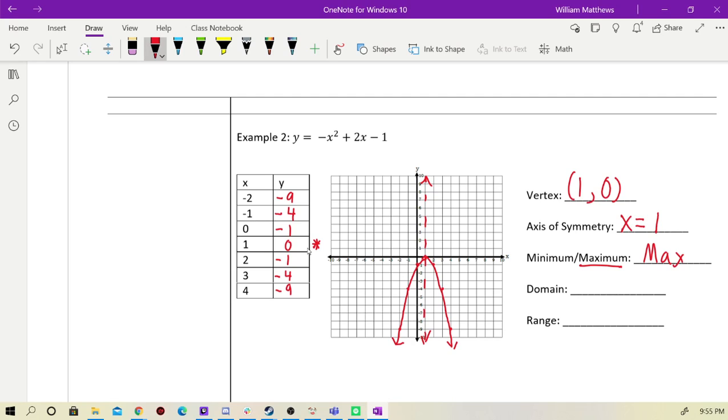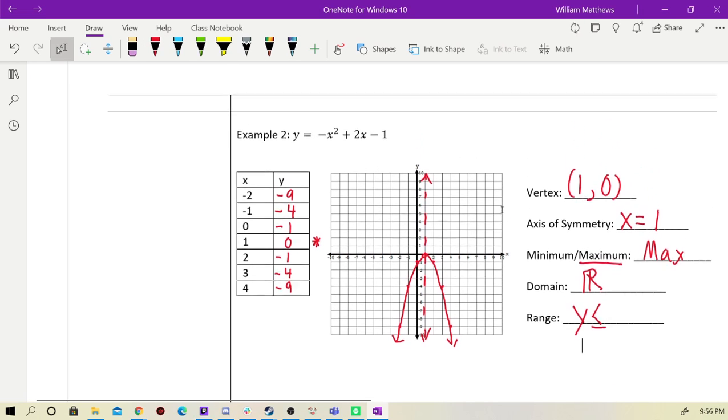Our domain for this setup is still the same. These arrows are going mainly downwards, but they are going outwards. That's why we can use any value for x, all real numbers. Now, your range for this one is flipped. We don't have our y values greater than the point. Because this is a maximum, our y value is going to be less than a given point. Less than or equal to, I'm sorry.